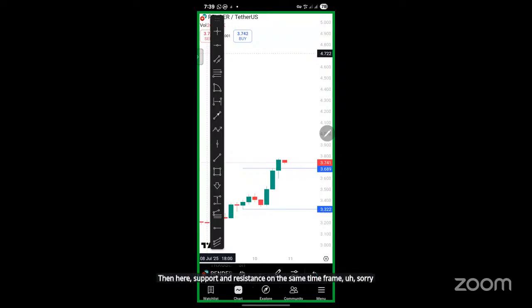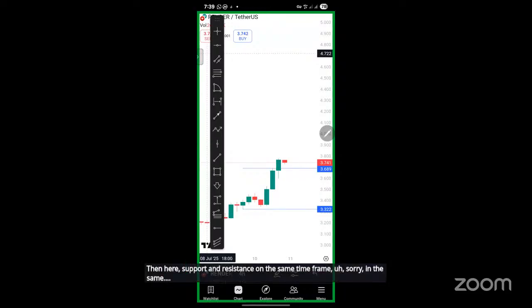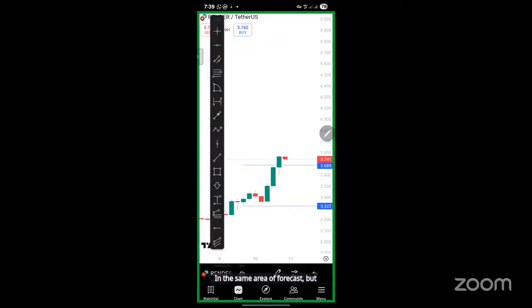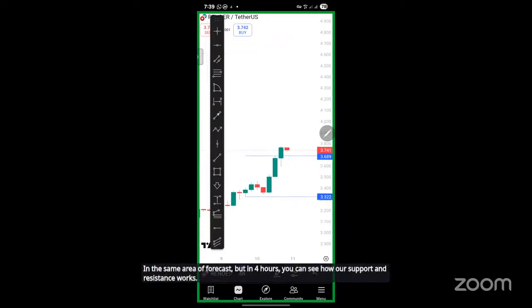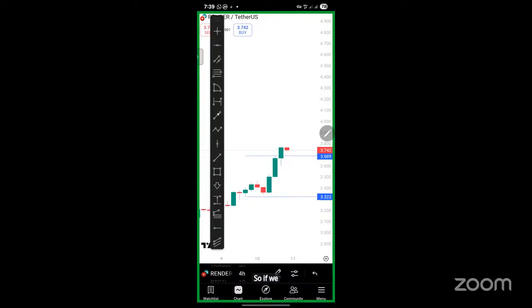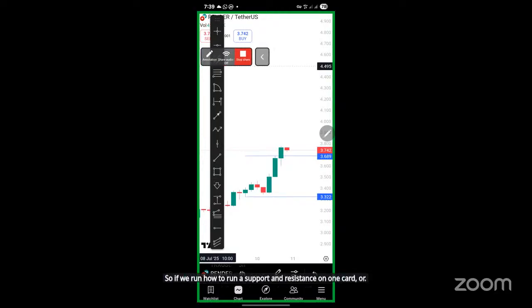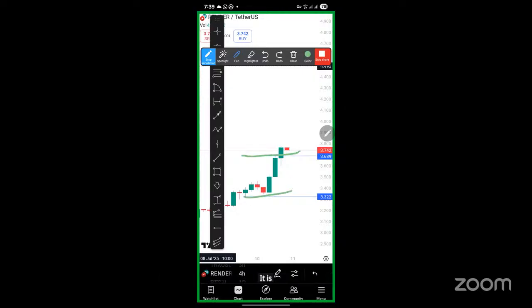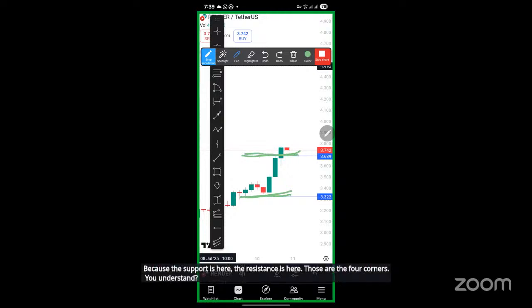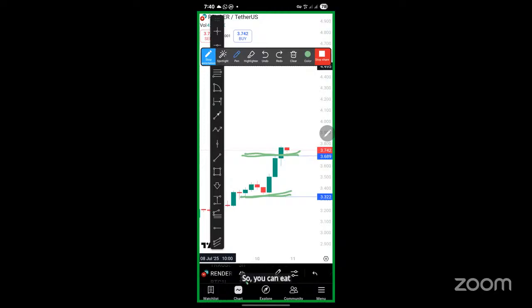In the same area of focus, but in 4 hours, you can see how our support and resistance works. If we learn how to draw support and resistance on one candle here and here, it is very easy now that you know how to draw support and resistance on 4 candles, because the support is here, the resistance is here. Those are the 4 candles. You understand?